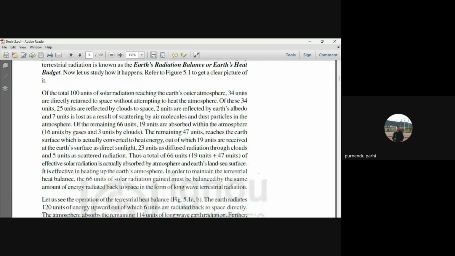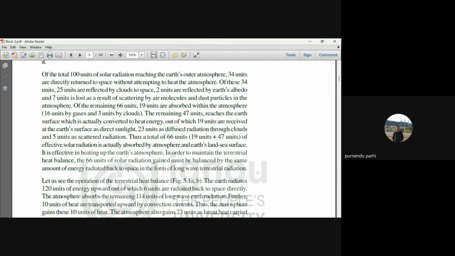Of the total 100 units of solar radiation reaching the Earth's outer atmosphere, 34 units are directly returned to space without attempting to heat the atmosphere. Of these 34 units, 25 units are reflected by clouds to space, 2 units are reflected by Earth's albedo, and 7 units are also lost as a result of scattering by air molecules and dust particles in the atmosphere.